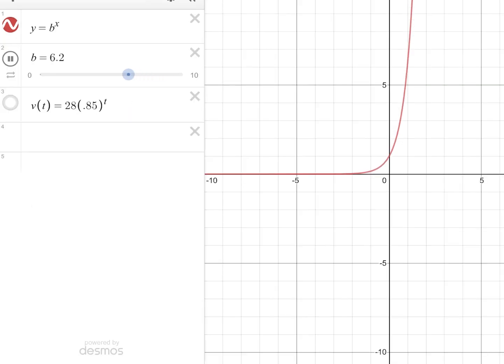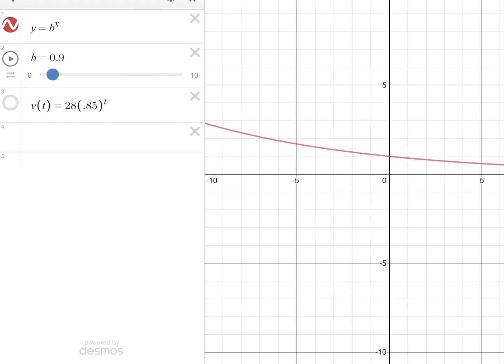Okay, so this gives me a slider where I can control b, and you can see how as b takes on different values, we get different looking curves. When b is 1, y equals 1 to the x is just y equals 1. It's a horizontal line. I wouldn't call this one an exponential function, so we don't want the base to be 1. But if the base is more than 1, you see we get a growing exponential, and more steep the larger the base gets. But look what happens when b is between 0 and 1, and we get this, we're going to call a decaying exponential function.